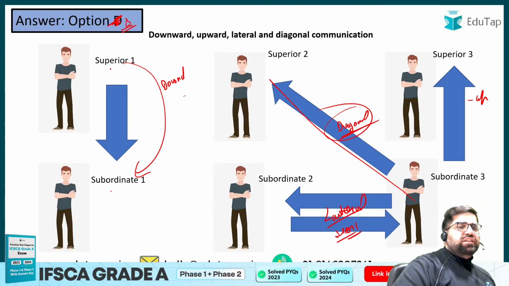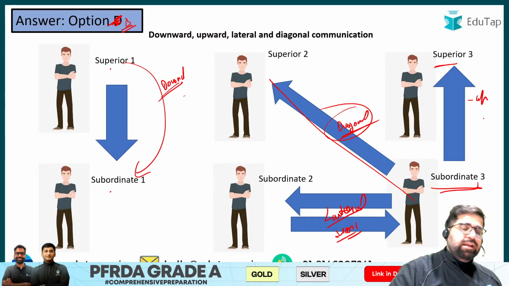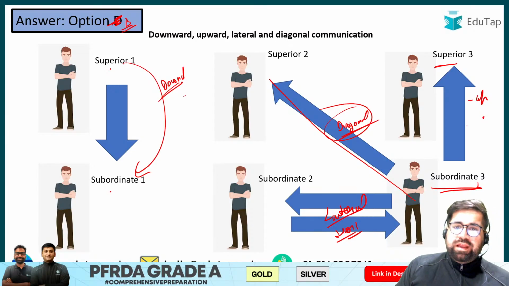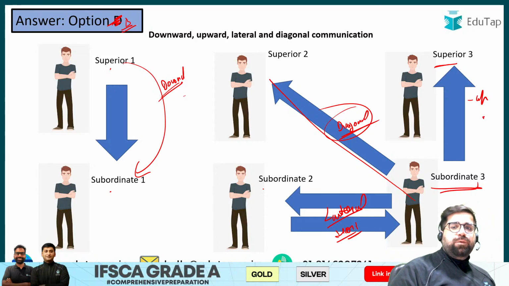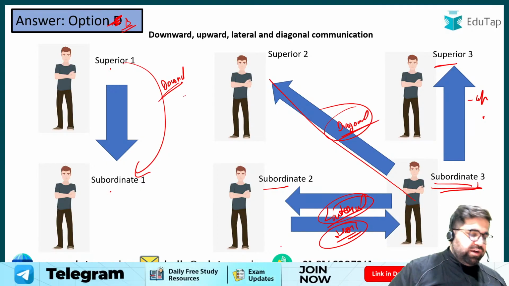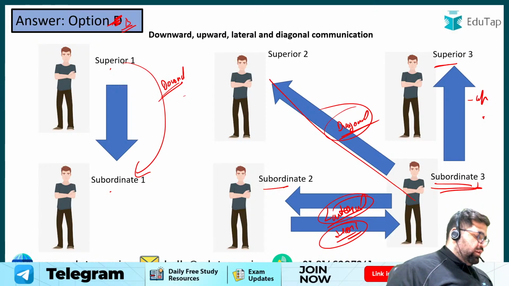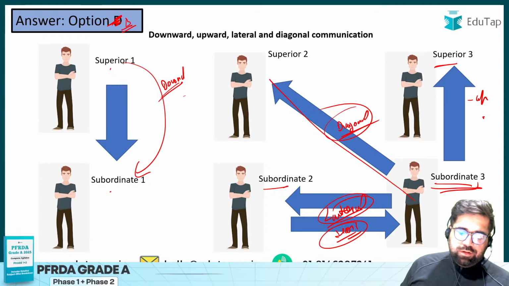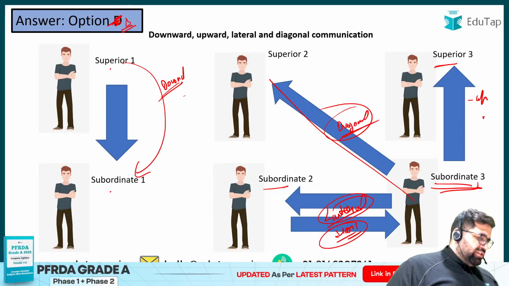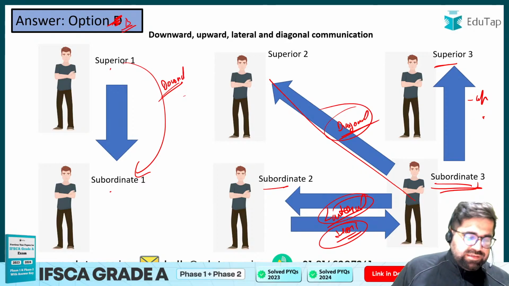If superior one is talking to subordinate one, that's downward communication. If subordinate 3 is talking to superior 3, that's upward. Okay. And if you see subordinate 2 is talking to subordinate 3, this is lateral, which you also call as horizontal. No, no, no. Diagonal's other name is what? It is not horizontal. Cross function. Prachi, you are like 50% correct, but not 100%.